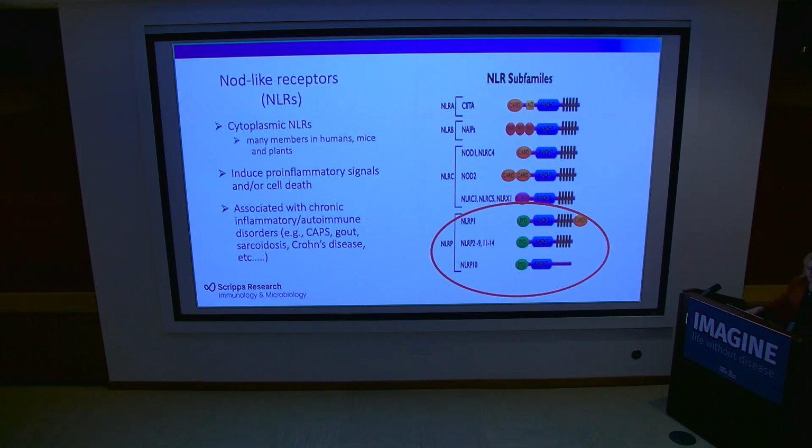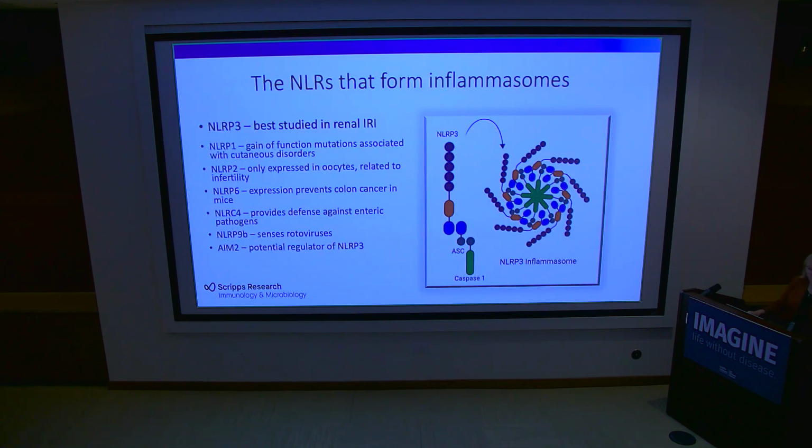And we started with looking at the NLRs, which, as you all know, there's lots of them, and they're associated with pro-inflammatory signals, cell death signaling. They're well associated with chronic inflammatory diseases, CAPS, gout, sarcoid, NOD2 with Crohn's disease, many other diseases. In fact, there's a whole slew of them. And there's an intense interest in many diseases in looking at the NLRP family, and certainly NLRP3 is the best studied in kidney ischemia reperfusion injury. And so we started asking whether indeed this might be a reasonable target.